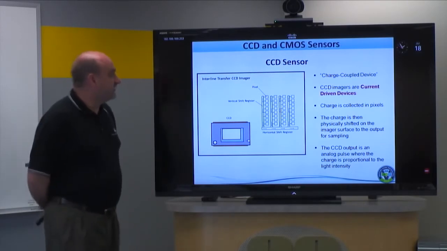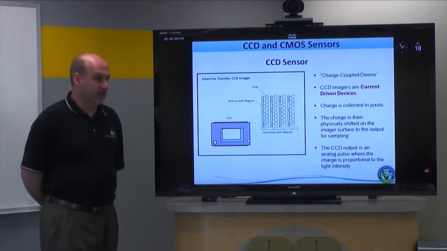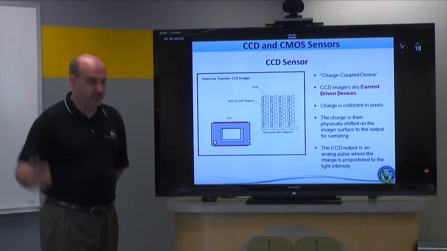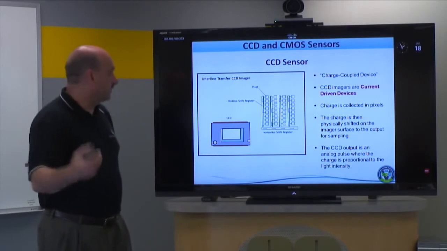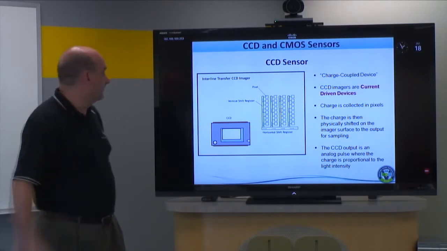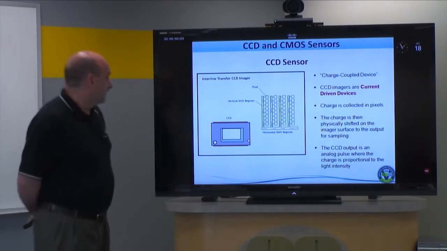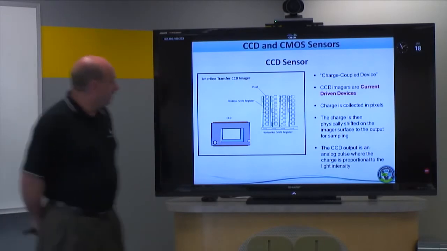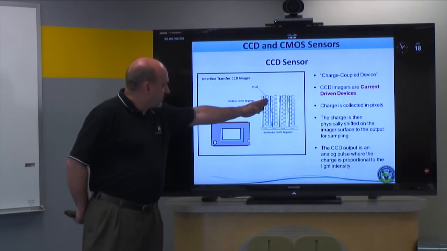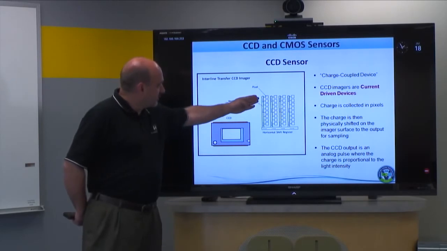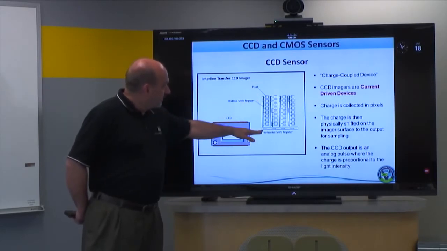CCD stands for charge coupled device. That's important because charge coupled device means that CCD imagers are current driven devices. The charge is physically collected as a number of electrons, and those electrons are collected in pixels and moved on the sensor surface. The charge is physically shifted around by various voltage barriers, and as those barriers are dropped, the charge can be moved from pixels into shift registers and then clocked out of the camera.